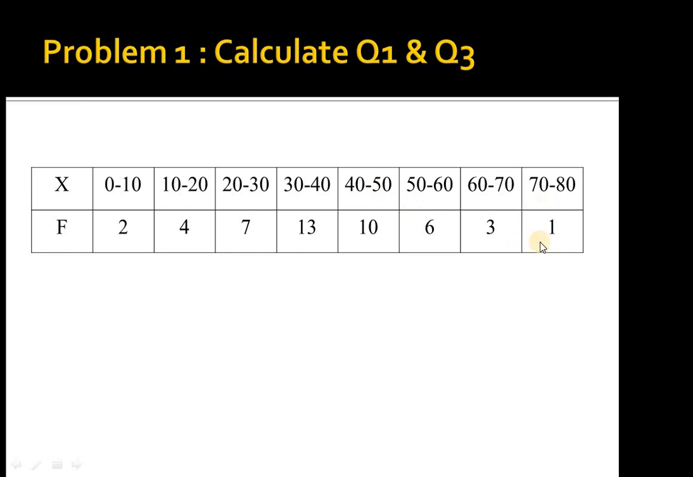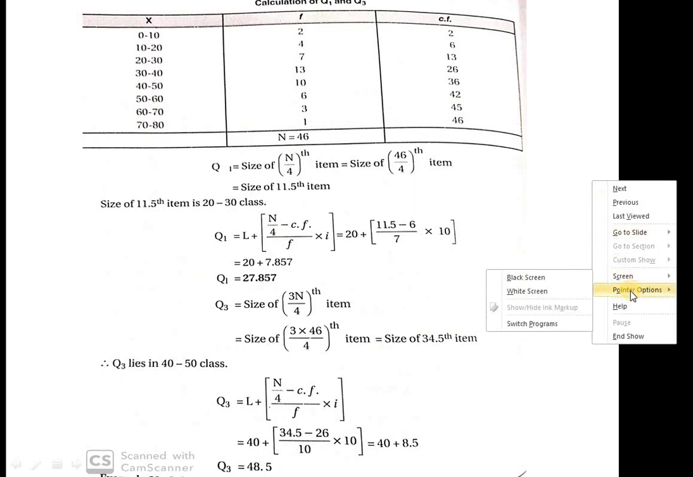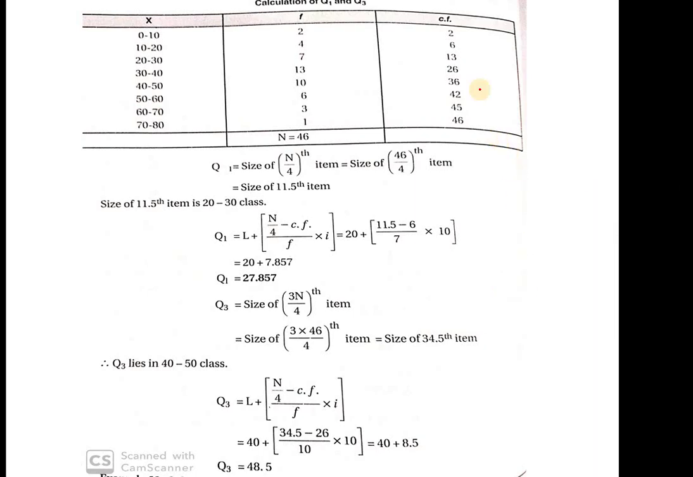What is the first step we need to do? We need to arrange the data in ascending order. Is the data arranged in ascending order? Yes, it is already arranged, so we don't need to do the first step. Second step: we need to calculate the cumulative frequency. The cumulative frequency is the running total of the frequencies: 2 plus 4 is 6, 6 plus 7 is 13, 13 plus 13 is 26. It's a running total.